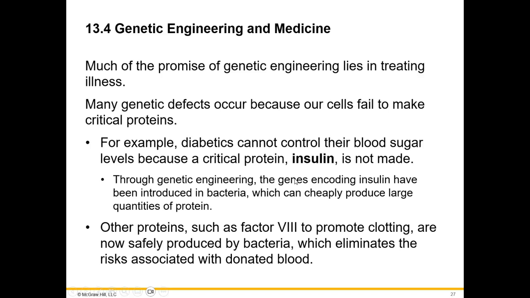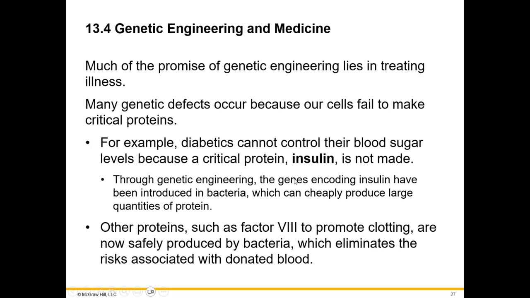But through genetic engineering, the genes encoding insulin have been introduced in bacteria, which can then cheaply produce large quantities of protein. So basically, we insert that gene into bacteria that then start to produce insulin, and then we harvest that insulin and provide it to humans that are not able to produce that protein at all.